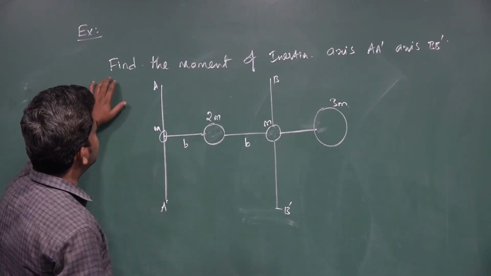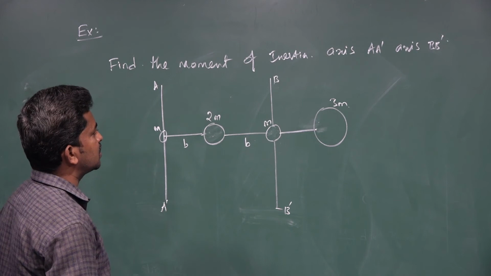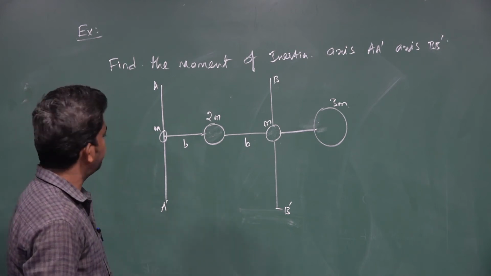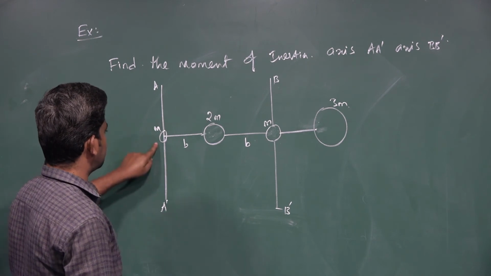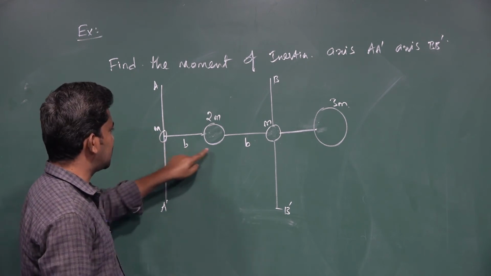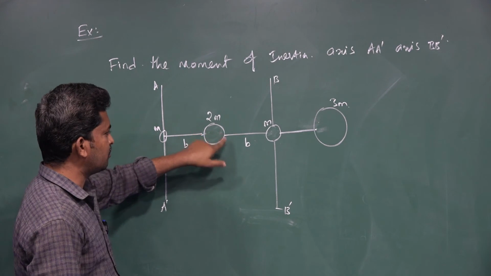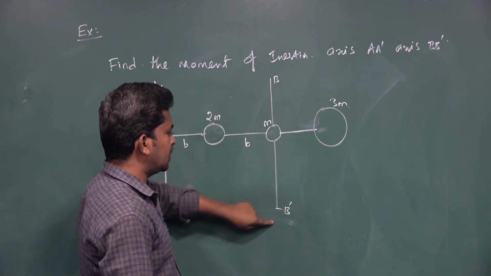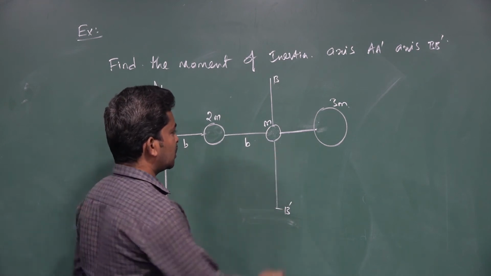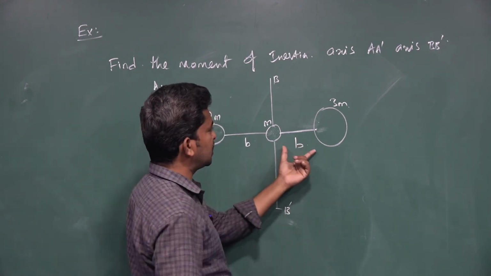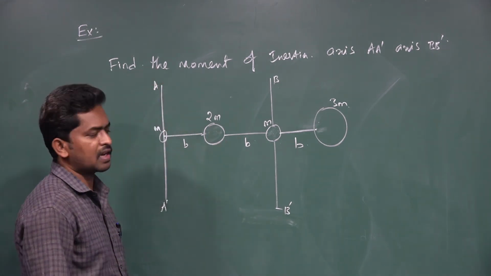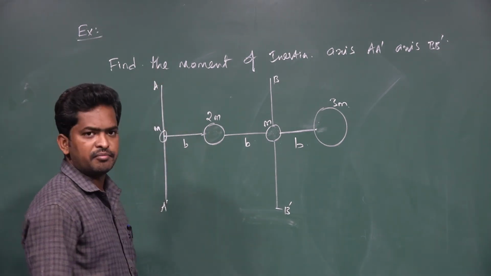Next one, find the moment of inertia about axis A dash and axis B dash. This is a general example question. Along A dash, a point mass m is placed, another point mass 2m at distance b, a point mass m on axis B dash at the same distance b, and another point mass 3m. Find the moment of inertia about axis A dash and B dash.